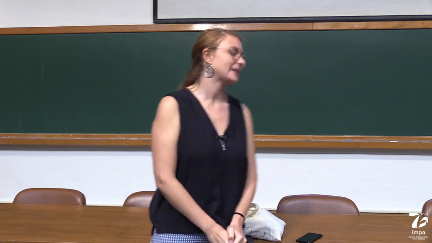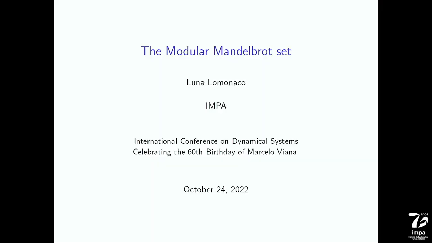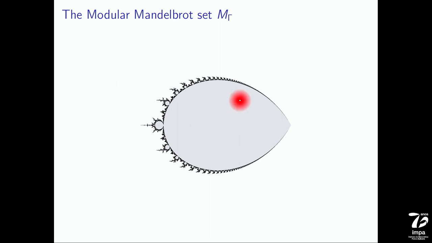Today I'm going to tell you about the modular Mandelbrot set. The modular Mandelbrot set is this fractal, and it determines the behavior of a family of objects that encodes the dynamics of both quadratic rational maps and the modular group. So, in this talk, I'm going to tell you a bit about dynamics of rational maps, the dynamics of Kleinian groups, and how these two worlds can get together.